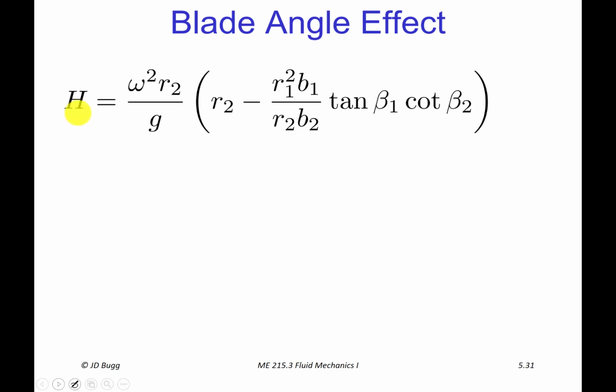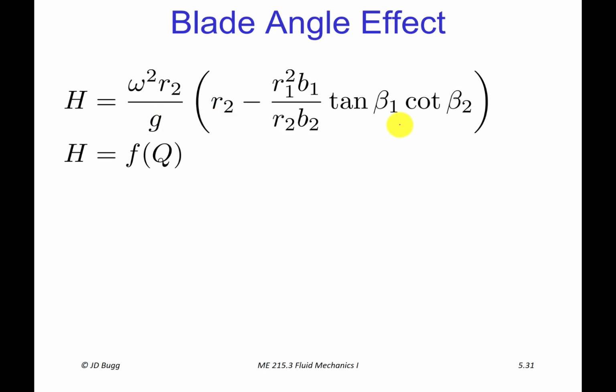So remember, we have the head produced as a function of all these geometric parameters and omega and g. What we would really like to do is look at the impact of beta 2 in particular on the pump curve. Now remember what the pump curve is. The pump curve is head as a function of Q. So we would like to figure out what this equation tells us about how head varies with Q. Well, the problem we have right now is there's no Q on the right hand side, so it's not very easy to see how head varies with Q when there's no Q on the right hand side.